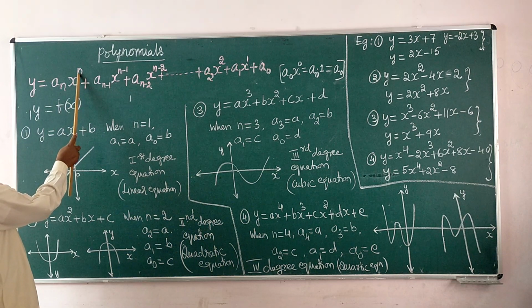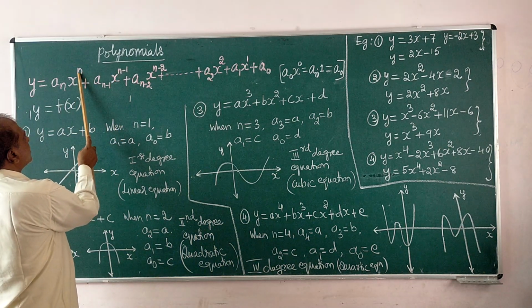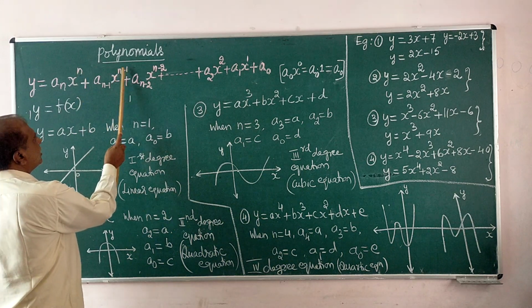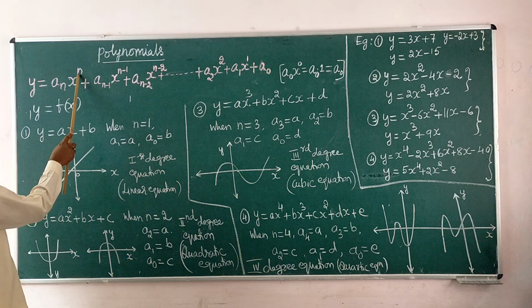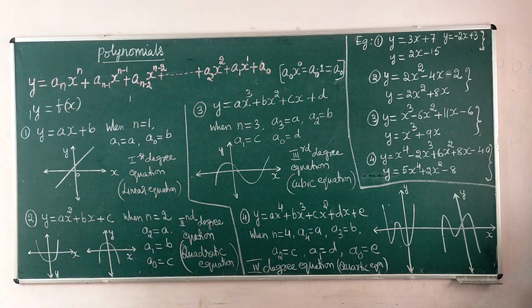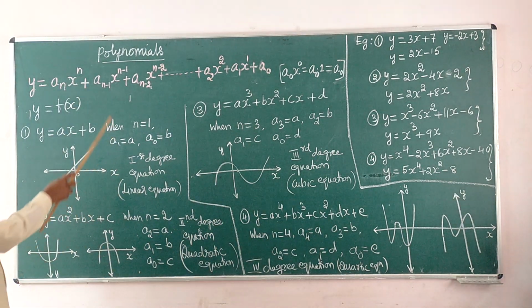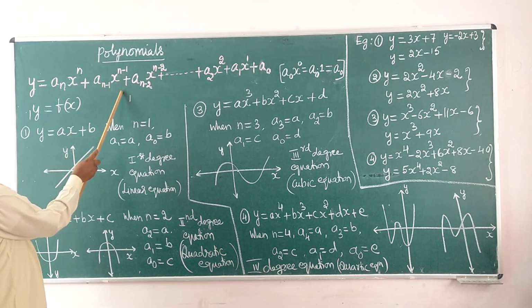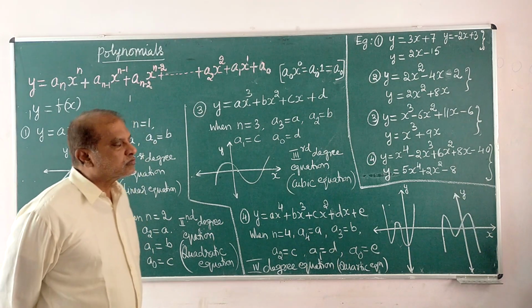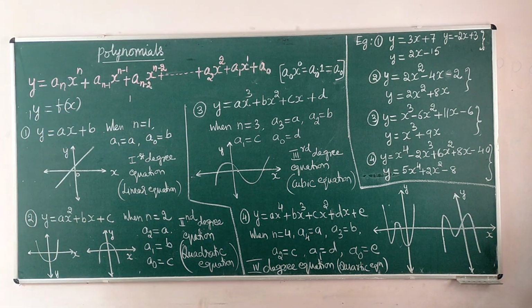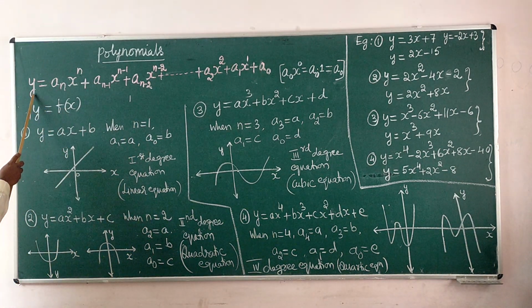In comparison to other exponent values, n is the highest number; the remaining ones are less than this. It is the highest number, and it is called the degree of the polynomial, nth degree. This is a polynomial of nth degree, or an nth degree algebraic equation. Now, we see that this expression is a polynomial equation.